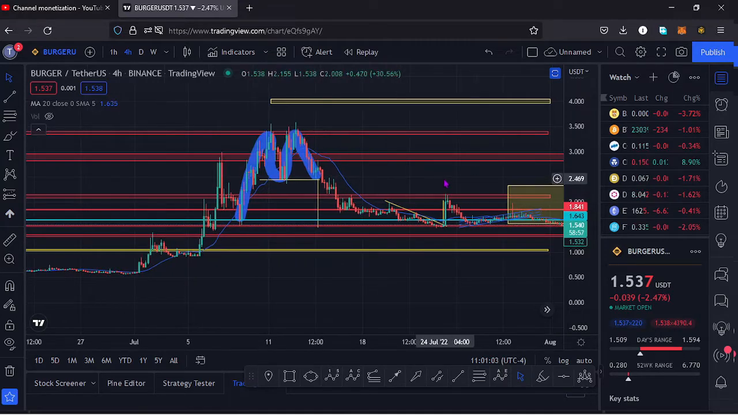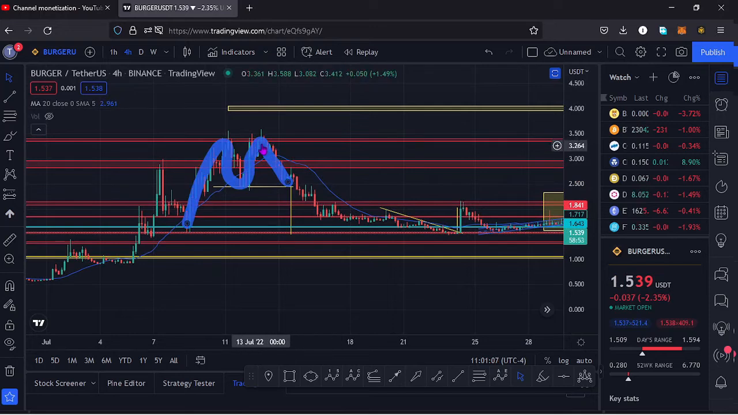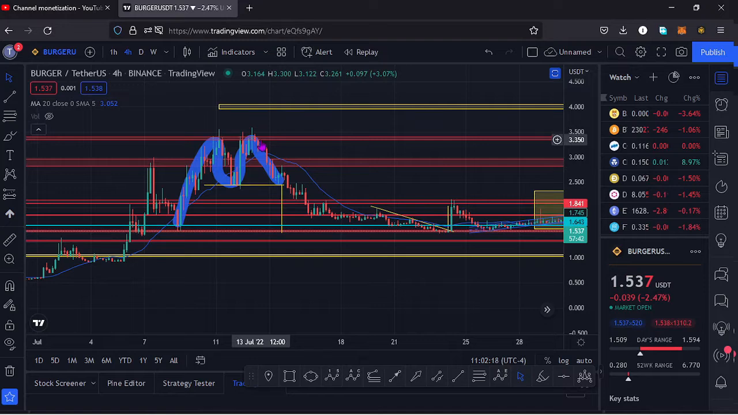I'll kickstart the video by giving a brief of what I have here on the chart. I expected the price of Burger to break to the upper side of this key area of resistance, and once we have that breakout we go to this yellow target up here, but that move didn't play out. I also expected that if we do not manage to break above that key area of resistance, we find a pullback to the lower side and lose key areas of support on this chart, and that has happened.